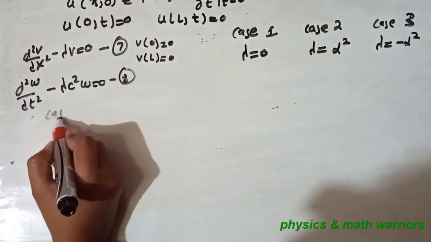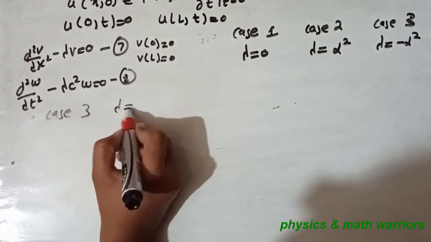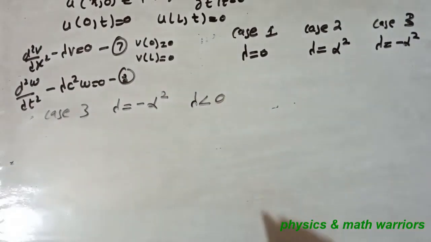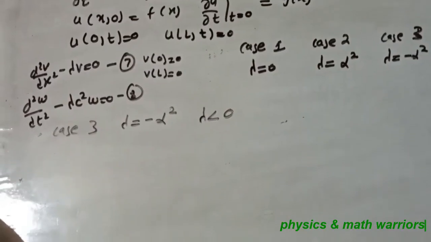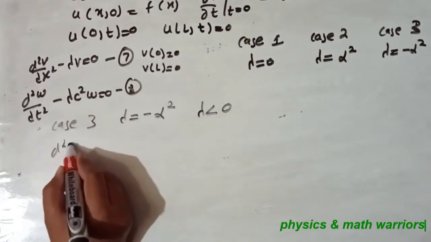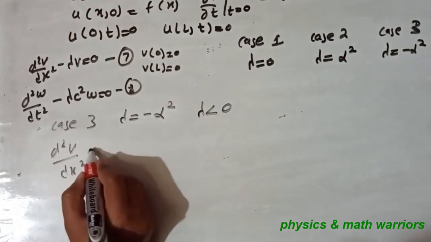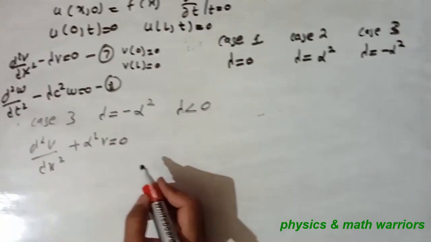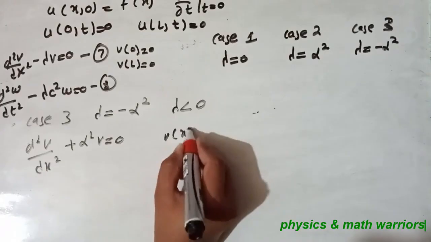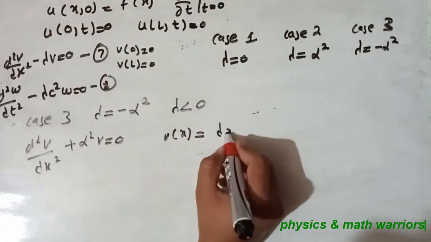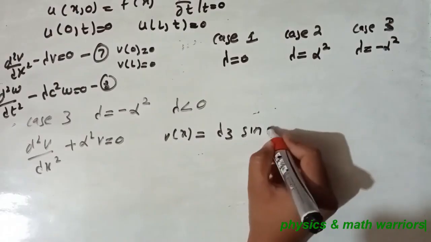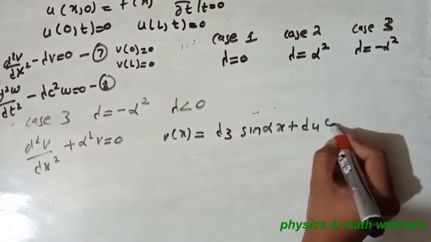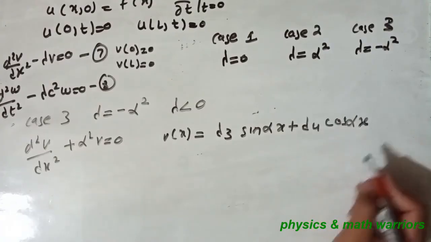Now we'll consider the third case, when lambda is equal to minus alpha square, that is lambda less than 0. So equation 7 becomes d square v over dx square plus alpha square v is equal to 0, and the solution of this equation is v of x is equal to d3 sine alpha x plus d4 cos alpha x.